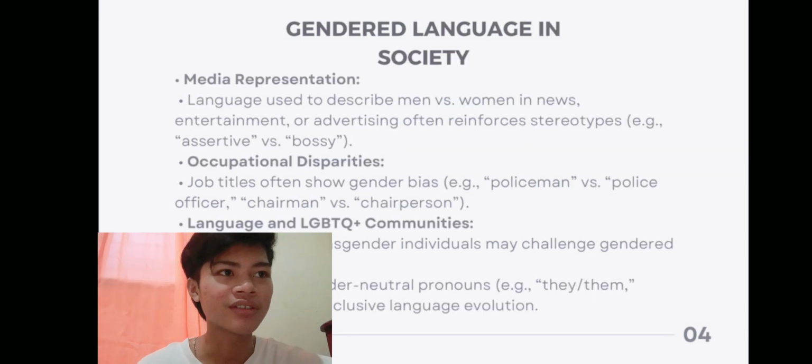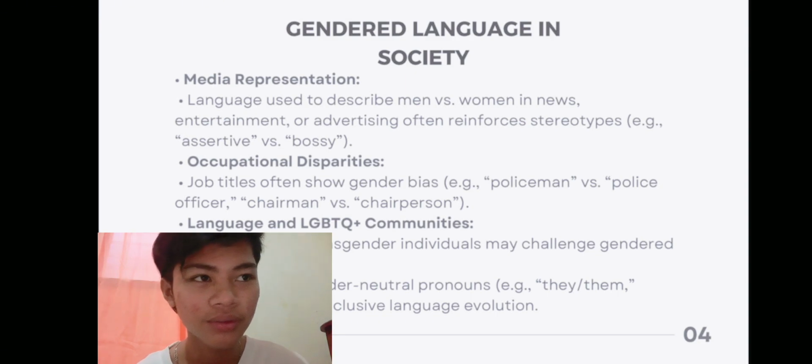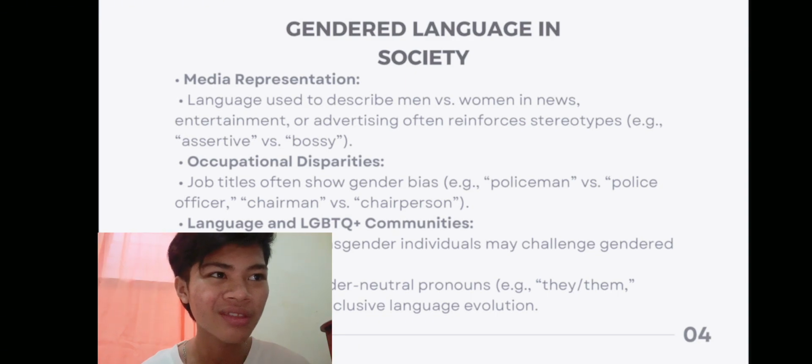Gendered language in society. Media representation. Men are often called strong or leaders, while women get labeled as bossy for the same traits. This shows bias in how we use language. Occupational disparities. Job titles reflect gender biases. For example, chairman sounds male, but chairperson is neutral. Language shapes how we think of roles.